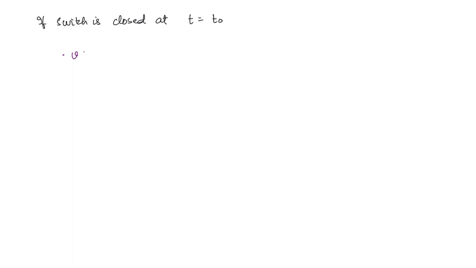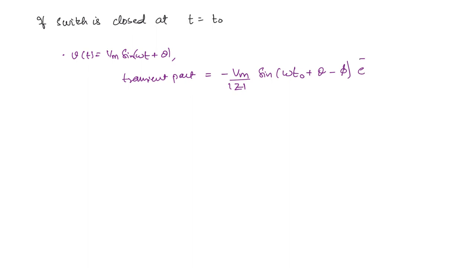For the first case, when v of t is equal to Vm sine omega t plus theta, the transient part of i of t will be minus Vm by mod Z sine omega t naught plus theta minus phi, and e to the power minus R (t minus t naught) by L. Okay. So if you follow the same procedure we discussed initially, you will get this result. Now here, what is going to happen?